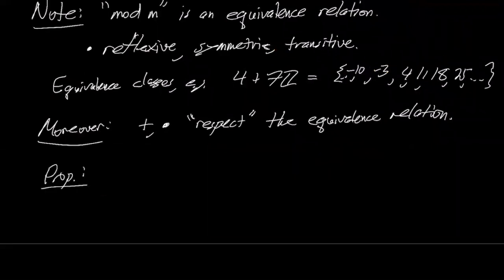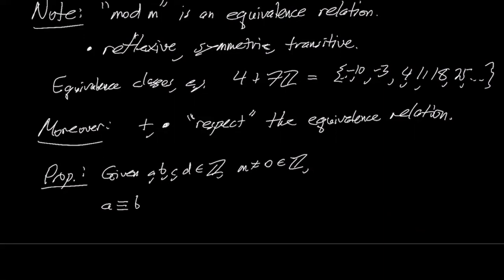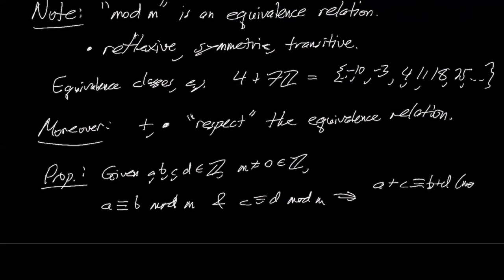Just given a, b, c, and d, to quantify all my variables, m not equal to 0. You could talk about mod 0 if you want, but that's not very interesting. Mod 1 is not very interesting either. Anyways, neither here nor there. If we have a congruent to b mod m and c congruent to d mod m, then a plus c is congruent to b plus d, and a times c is congruent to b times d.